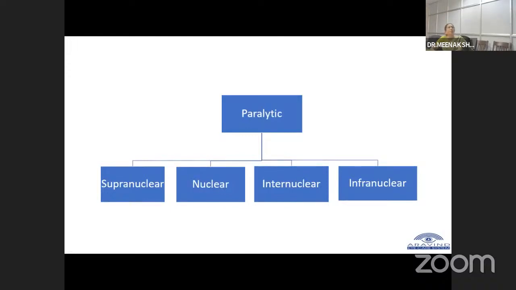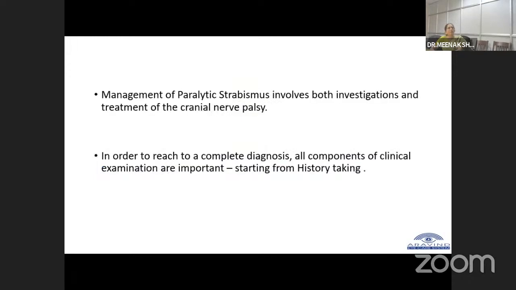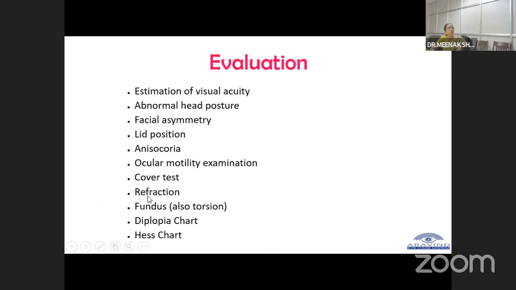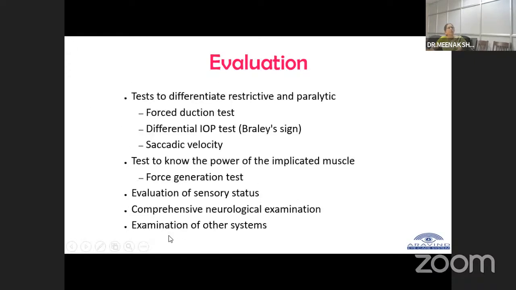So coming to the management, to start from the history taking, these are some of the red flags when you are seeing a nerve palsy: an associated vision loss, headache, trauma, fever, proptosis, or any vestibular symptoms, and any systemic disease. In the evaluation, I'm not going into the detail, except that you should remember to do a refraction and a fundus for torsion. And diplopia charting is a must. FDT and FGT are also a very important part of the testing process.